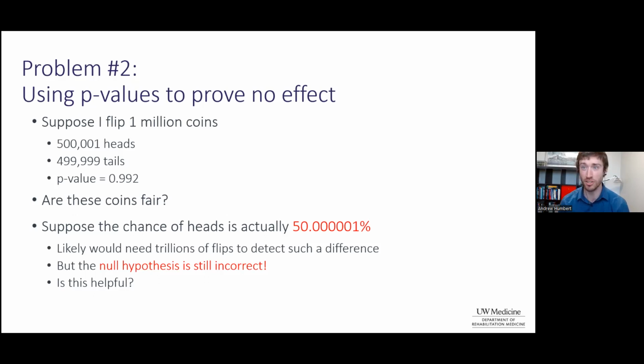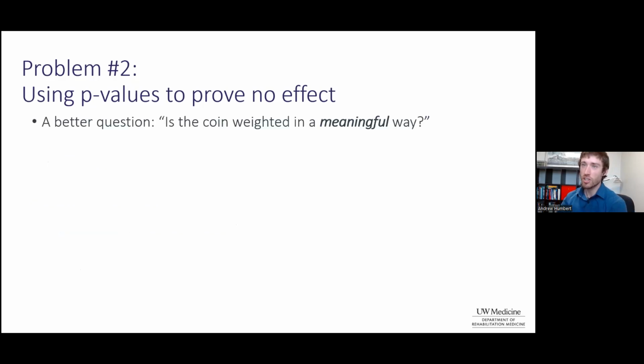I'd say, probably not. This is really just meant to illustrate that the p-value is not helpful in trying to prove no effect. Again, it's extremely difficult. You essentially need an infinite amount of data to prove that, because you can have such an arbitrarily small difference from the null hypothesis, and that null hypothesis is still wrong, but clinically, there's absolutely no meaningful difference. So I think a better question to ask, particularly if we're talking about this idea of no effect, is, is the coin weighted in a meaningful way? Can we rule out that there is a meaningful difference? I just showed on the previous slide that it's basically impossible to rule out that there is no difference from the null hypothesis.